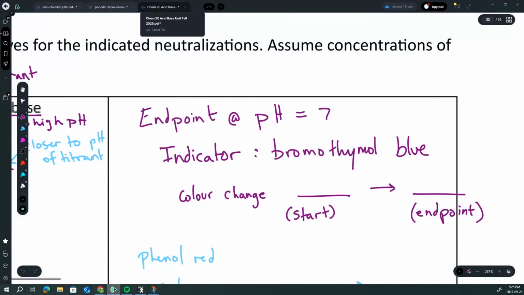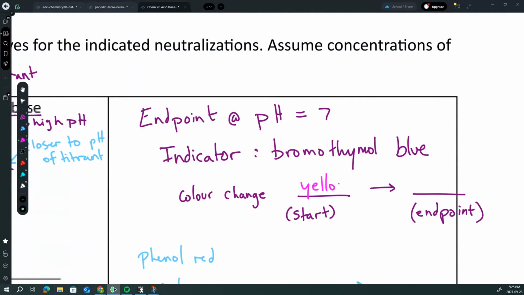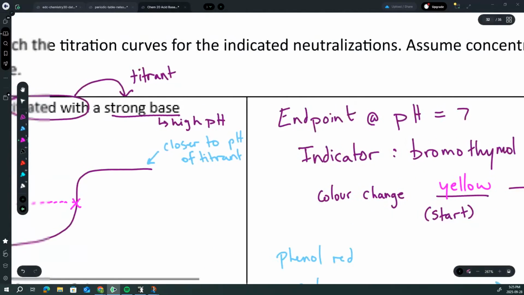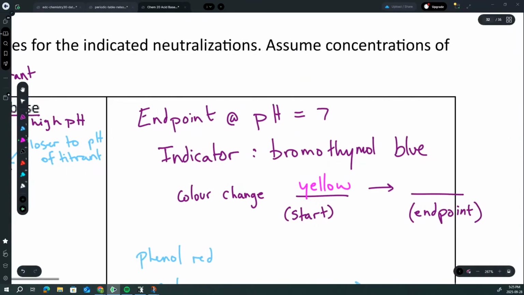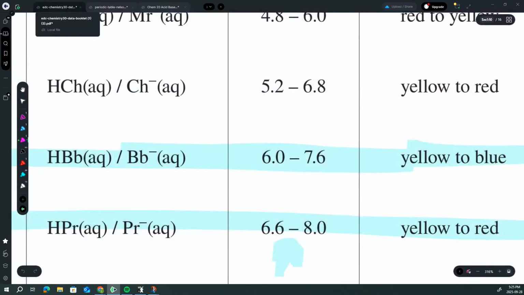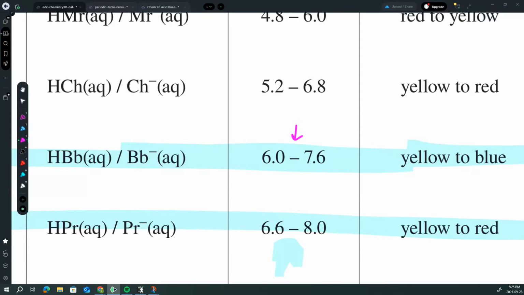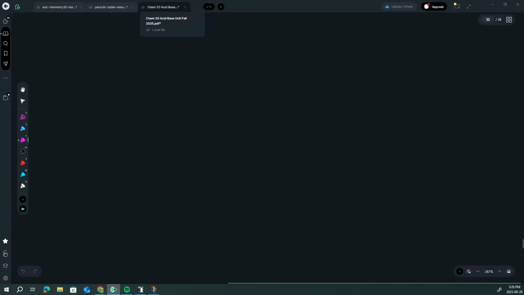So then let's write that out. But our endpoint, that's at a pH of 7. So let's check out what that would be. So at 7, it's going to be in the in-between range. So it's going to be the in-between color between yellow and blue, which is going to be green.